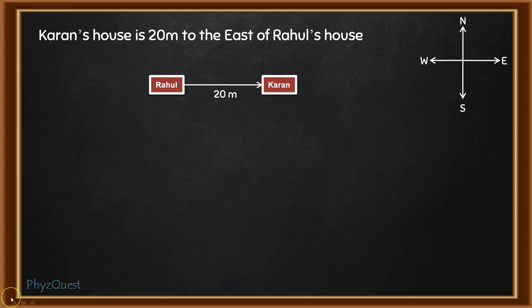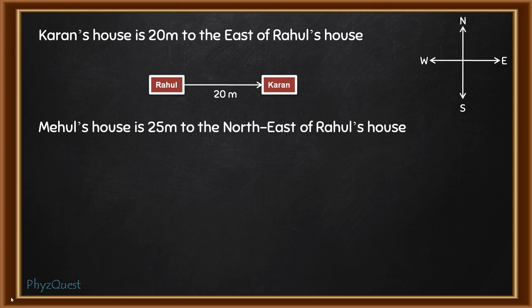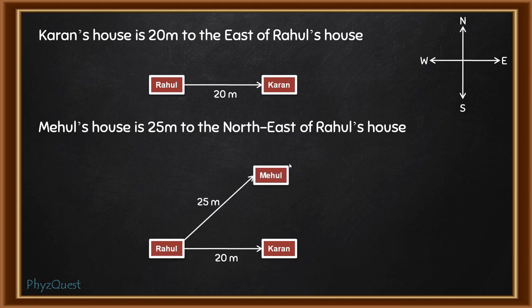Next, Mehul's house is 25 meters to the northeast of Rahul's house. So if this is Rahul's house, Mehul's house is 25 meters northeast of Rahul's house. Northeast means it is making an angle of 45 degrees to the east direction and north direction. So Mehul's house will be somewhere here, like here. So it is 25 meters to the northeast of Rahul's house.